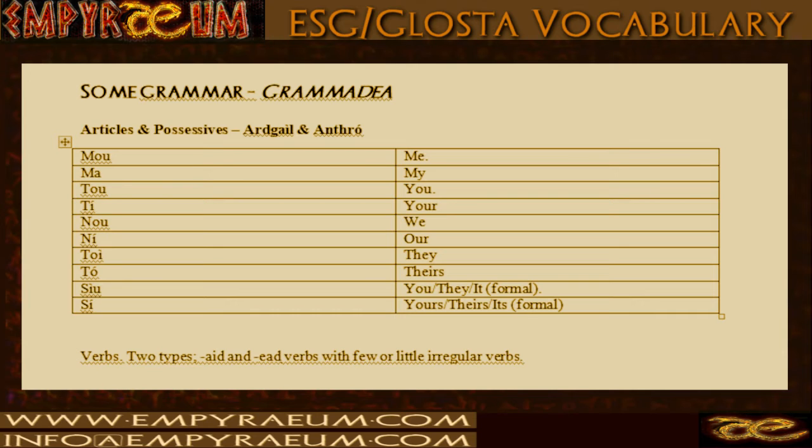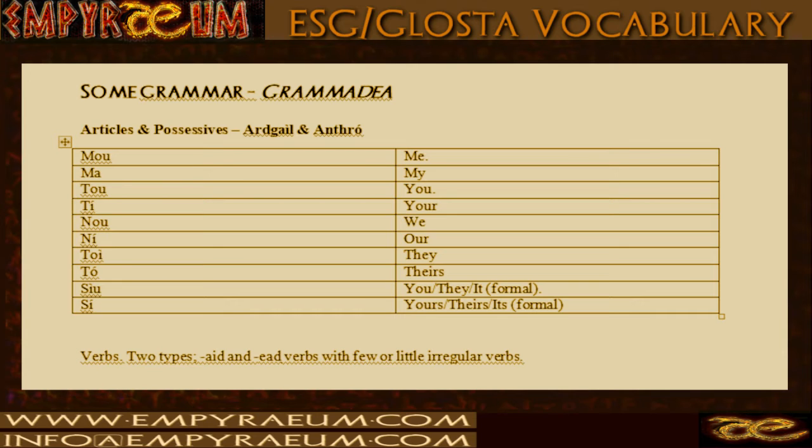So beginning with the pronouns and articles, as you can see, there are many of those there on this slide that you're seeing right now, and they're quite simple. You may have seen them in examples before. If you read through these, I've got moi as me, ma as my, tu as you, ti as your, no as we, ni as our, toi as their, do as theirs, shu, notice the pronunciation, it's got the kind of Gaelicish, Turkish pronunciation to it, as they and it in the formal sense, and si as in their, yours, theirs and its.